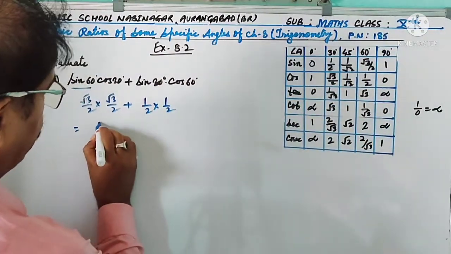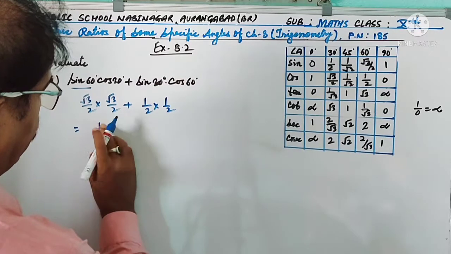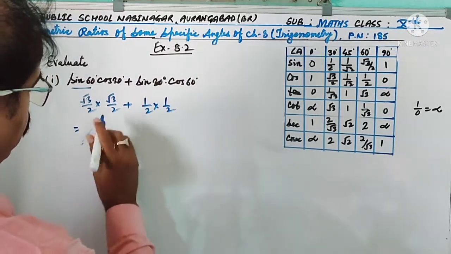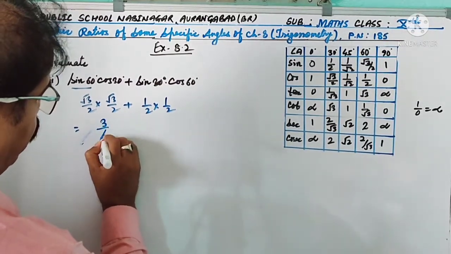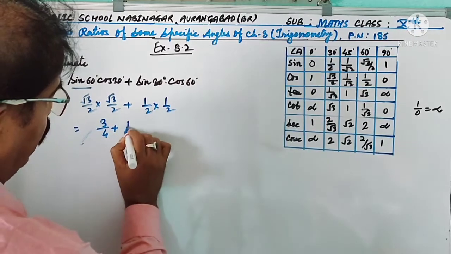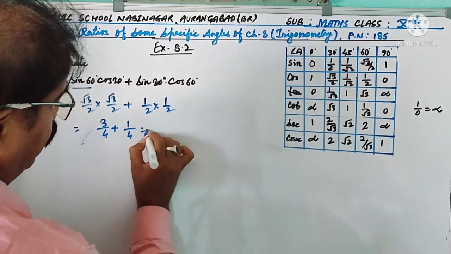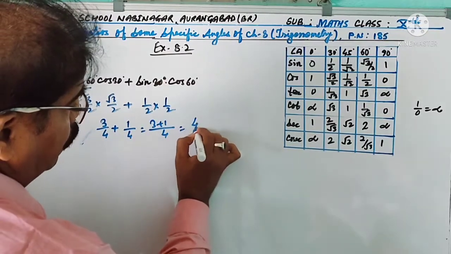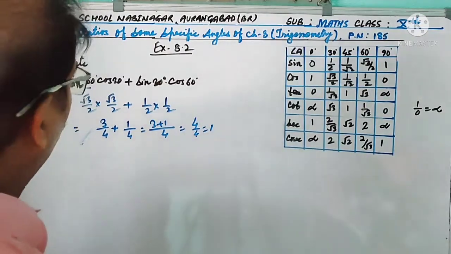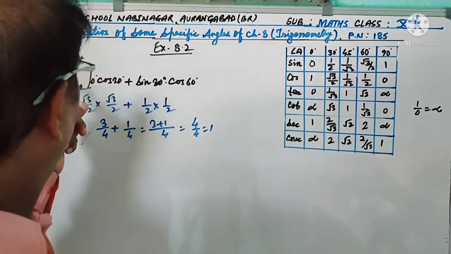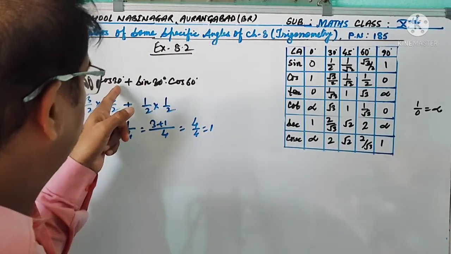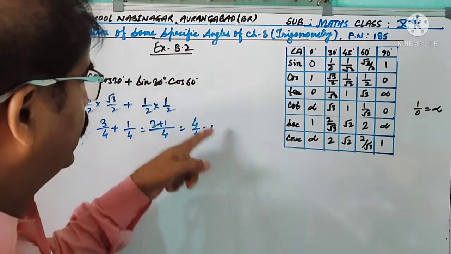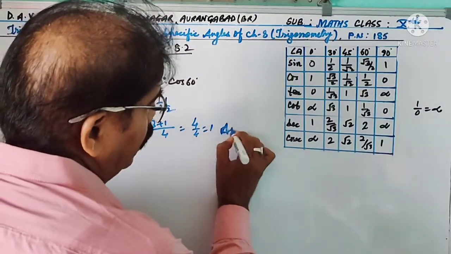So root 3 into root 3 is 3 and 2 into 2 is 4, plus 1 into 1 is 1 and 2 into 2 is 4. So taking LCM 4, 3 plus 1 that is 4 by 4 equal to 1. So the value of sine 60 degree into cos 30 degree plus sine 30 degree into cos 60 degree is equal to 1. This is your answer.